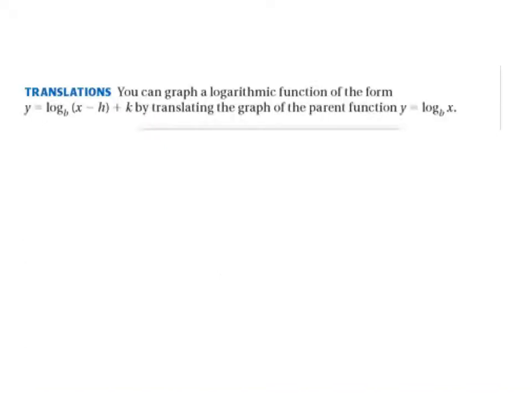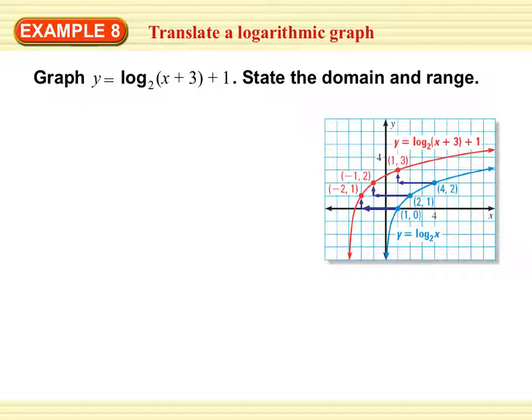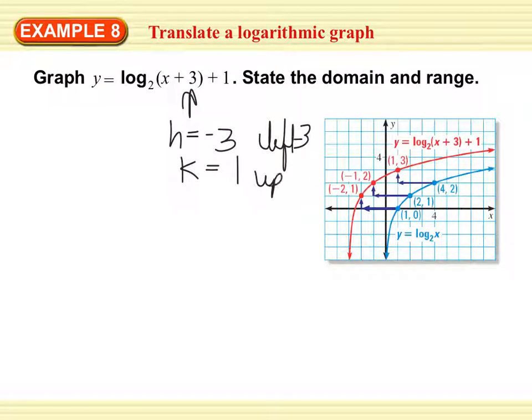Translations. You can graph a logarithmic function of the form y equals log base b of x minus h plus k by translating the graph of the parent function. Remember, h is left to right, and k is up down. So here I have h is negative 3, and k is plus 1. So we're going to go left 3 and up 1.